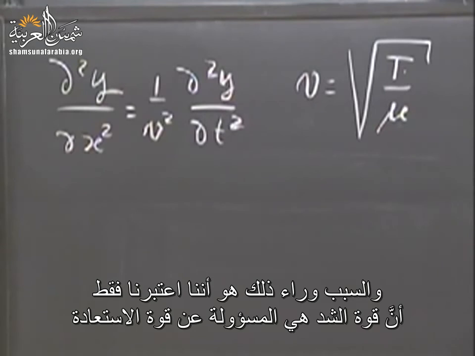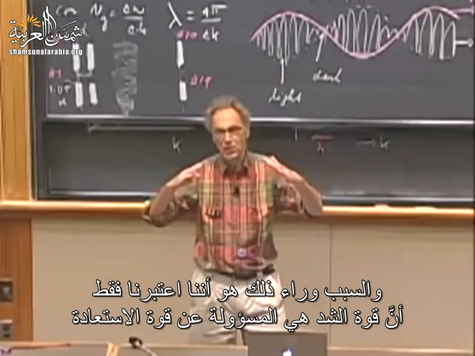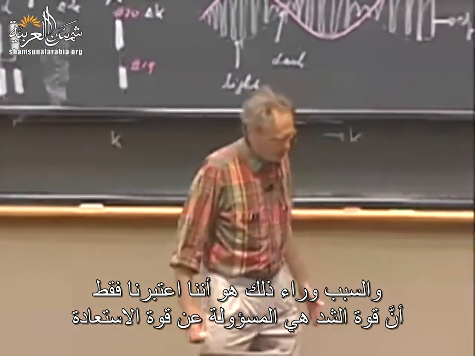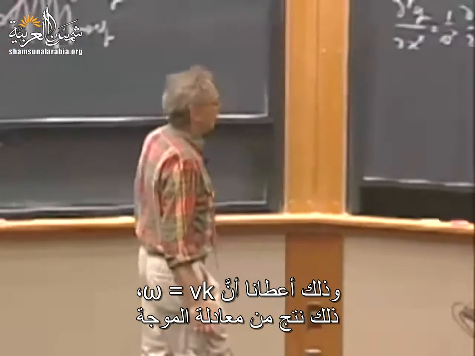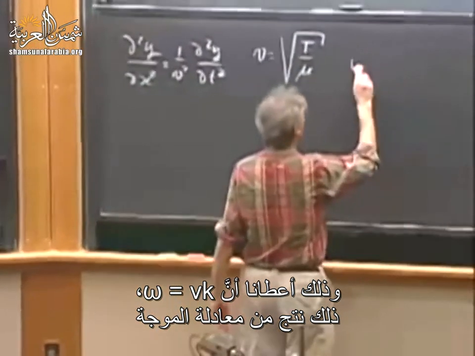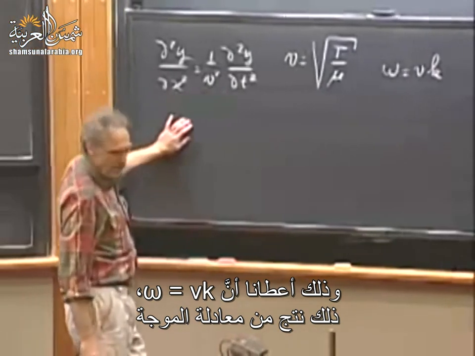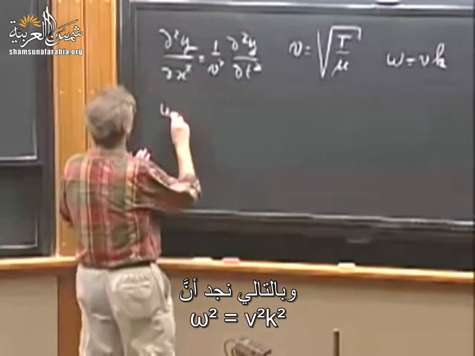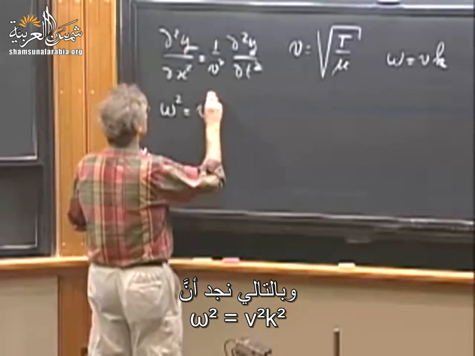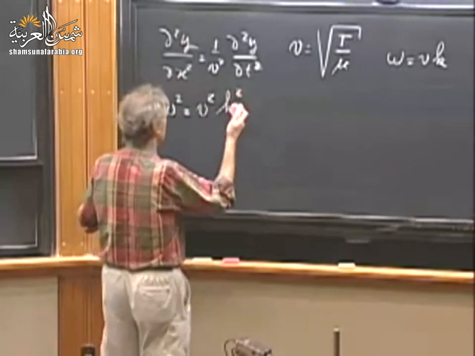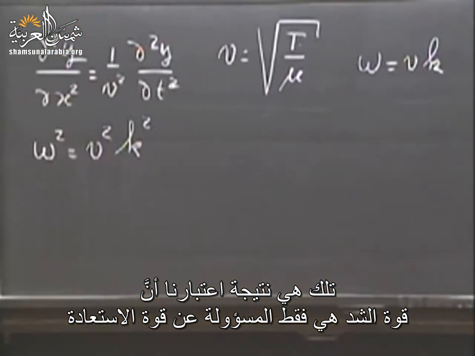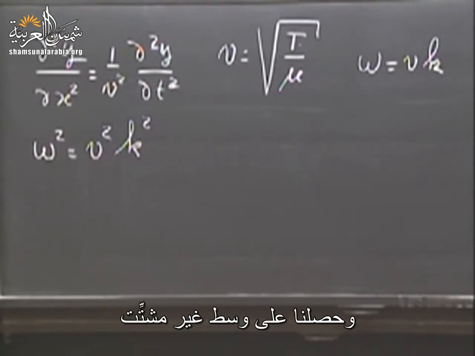And the reason for that is because we only took into account that the tension in the string was responsible for the restoring force. So that gave us that omega was Vk, that came out of this wave equation. And so we found that omega squared is V squared times k squared. That is the result of the calculation when the tension is exclusively responsible for the restoring force. And you get a non-dispersive medium.